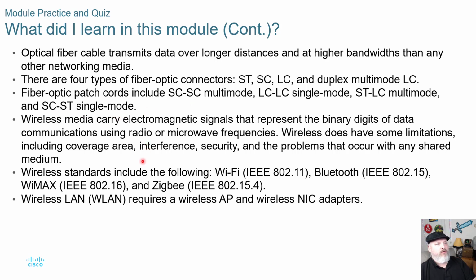They can carry bits over radio and microwave frequencies. We have Bluetooth, and you have all kinds of different frequencies that you can use. Wireless does have some limitations, such as coverage area, interference, and security. And then we also looked at the different standards. You do need to know these standards, by the way, for the certification, so make sure you learn these: 802.11, 802.15, 802.16, and which one they are. We also looked at wireless LAN. It requires a wireless access point and a wireless NIC adapter.